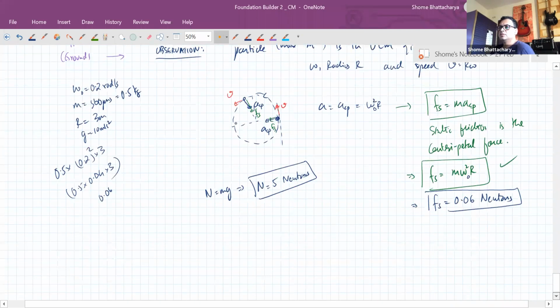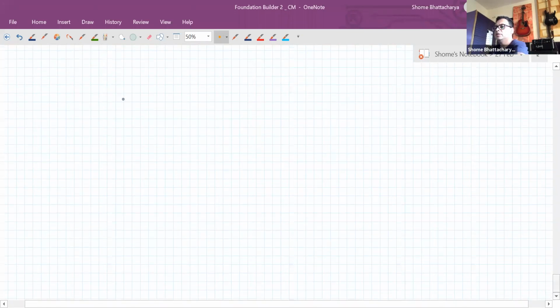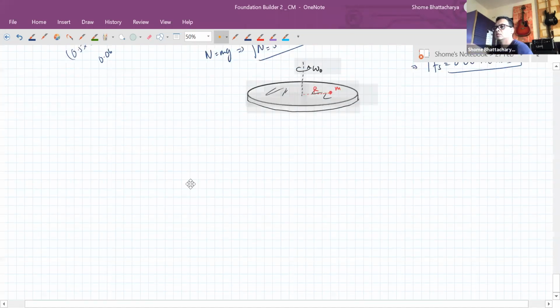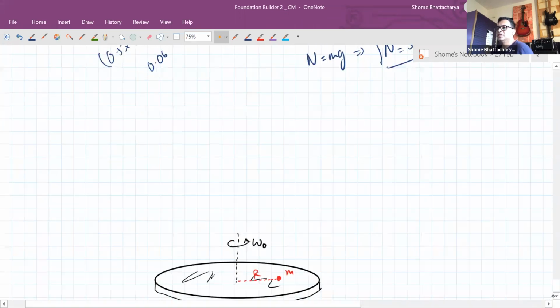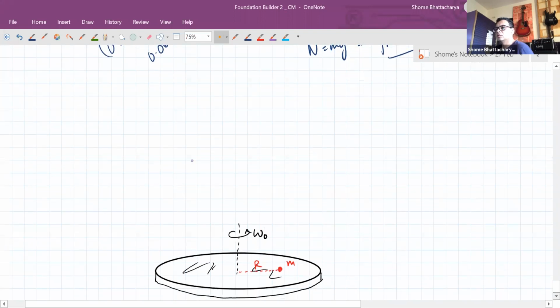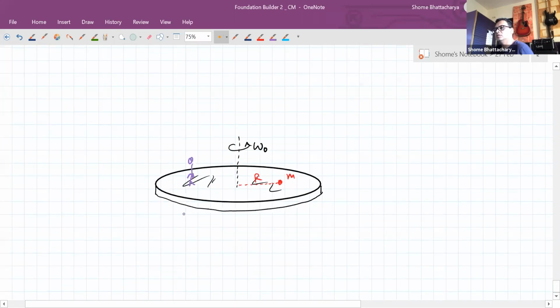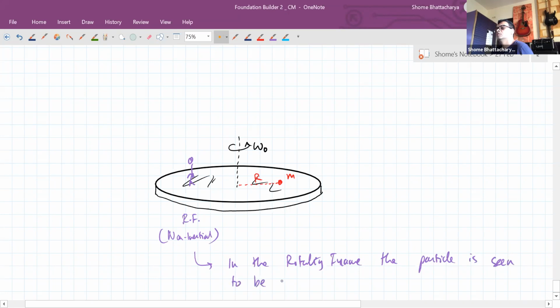Okay, let's come to the second part. So now if we are in the rotating frame, so let's say we are in a situation where our observer is present on this rotating disk. Okay, so we are in the rotating frame, which is a type of non-inertial frame. So with respect to this observer, in the rotating frame, the particle is seen to be at rest.